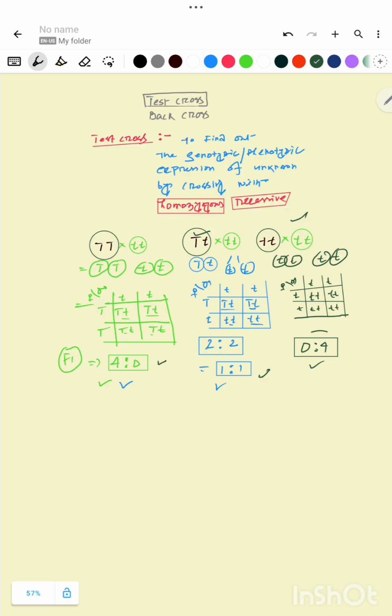So by this test cross, you can find out the genotypic expression of the unknown. If you have understood the genotype, you can easily find out the phenotype also. So this one will be tall, this one will be tall, and this one will be dwarf. I think you have understood.